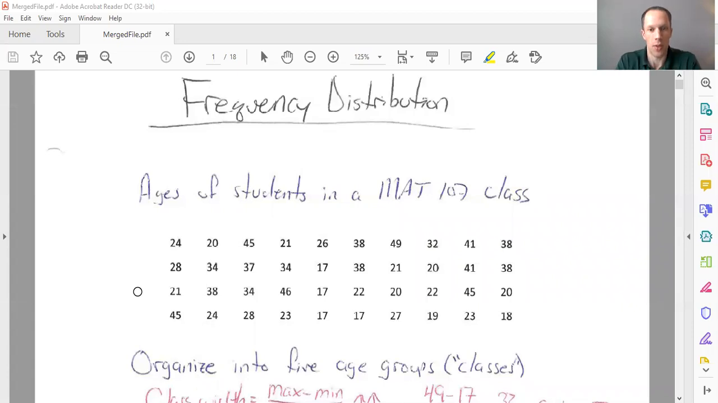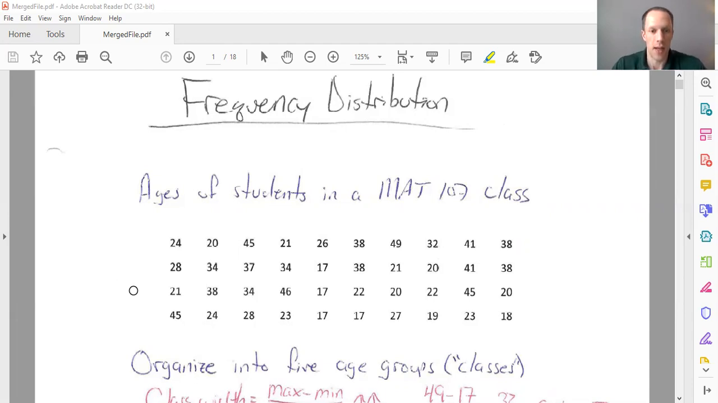One of the things I might want to do with this data is organize it into something called a frequency distribution. And in the context of this problem, that means organizing it into different age groups. Now, the technical name for those age groups will be classes. So maybe what we'll do is we'll take this data and we'll sort it into 5 age groups or 5 classes. Now, when we do this, we want each age group or each class to be the same size.